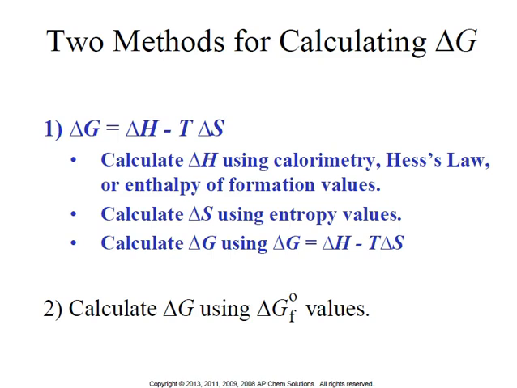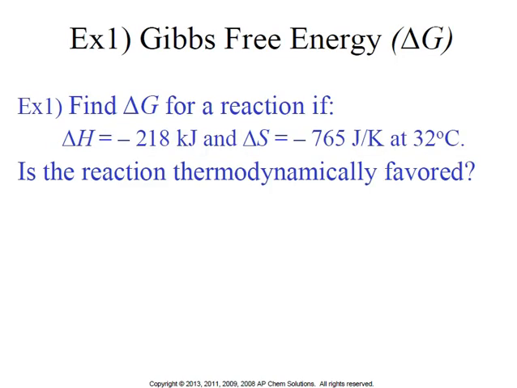Now sometimes they're really nice and they'll give you delta H and they'll give you delta S, and you just need to calculate delta G. And on a free response problem where they're trying to pull more out, they'll make you calculate delta H, calculate delta S, and then use that to calculate delta G. You cannot tell if something is favorable just from calculating delta H or just from calculating delta S. You've got to know both in order to determine if it's favorable. You can also calculate delta G directly using delta G formation values, and we'll look at that in a second.